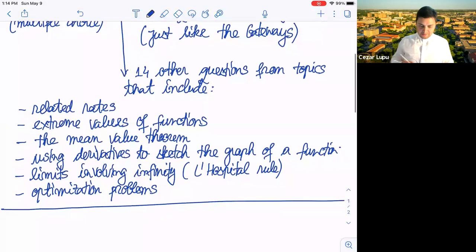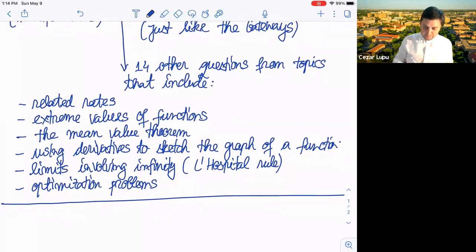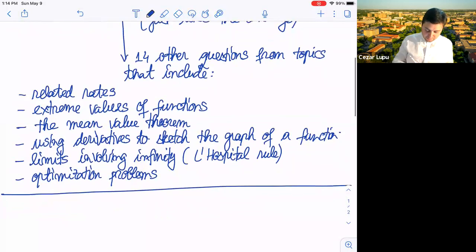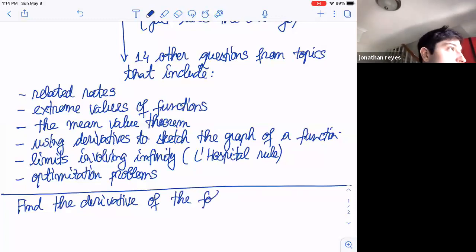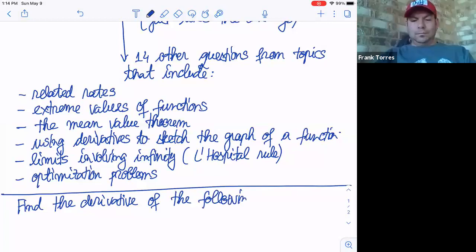So I'm just gonna say the following. Find the derivatives of the following functions.